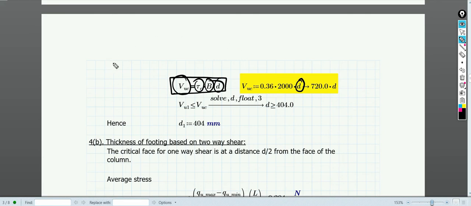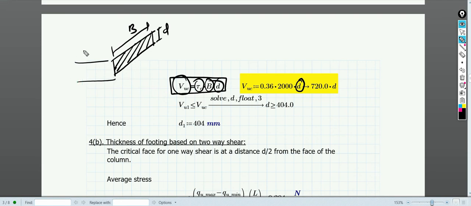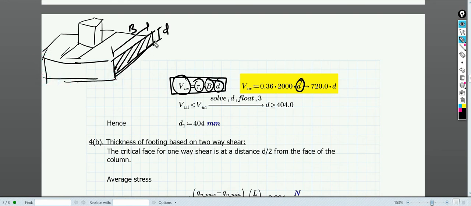So D, because the shear stress is acting over this face, right? Over this face. So this is D, this is B, this is the footing basically. So we have a column over here, something like this. So this is the footing. Okay, so this is the face where the shear force is acting. So that is why B into D. So this face we have to consider. So tau c into B into D. So that will also be an equation. It is 720D.